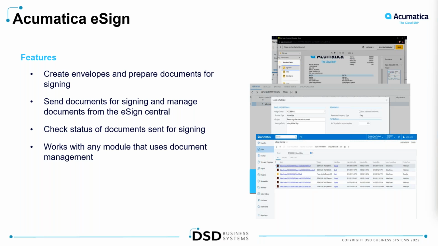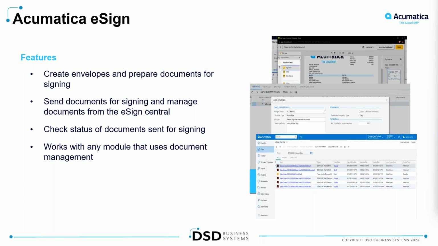So in this concept, anywhere that documents can be stored and or managed, which is almost every screen within Acumatica, I can then create the envelope, prepare the document for signature, email it out, and it will then begin to track. Did they receive it? Did they open it? Did they sign it? And did it render itself back as a completed and closed document?